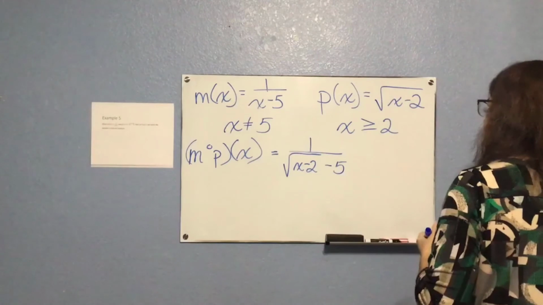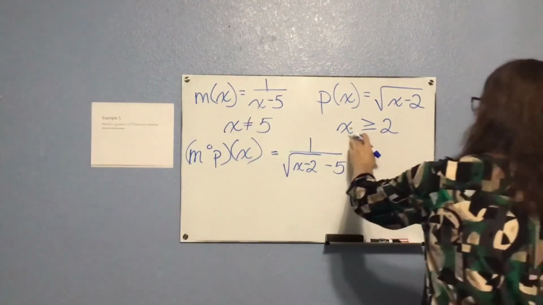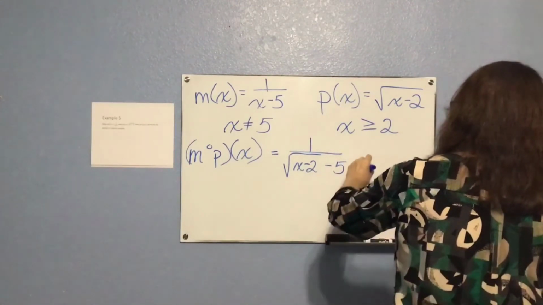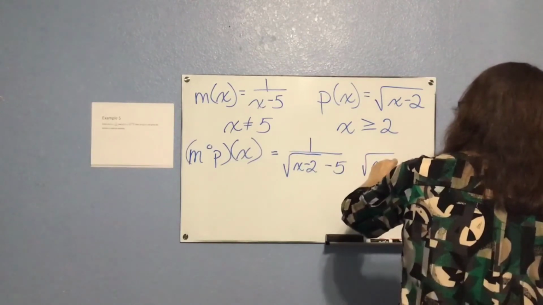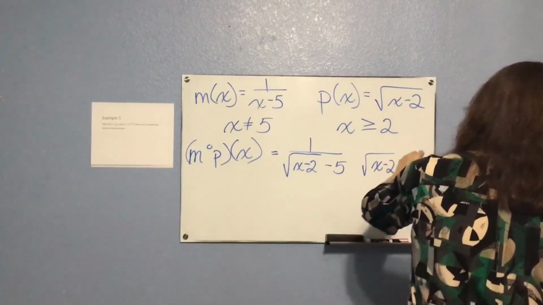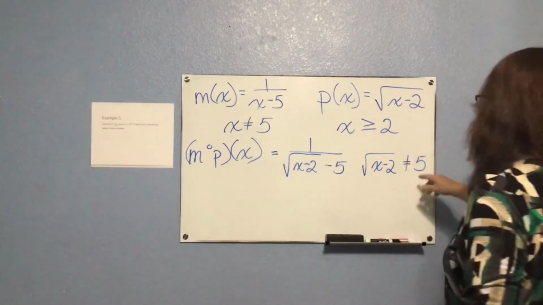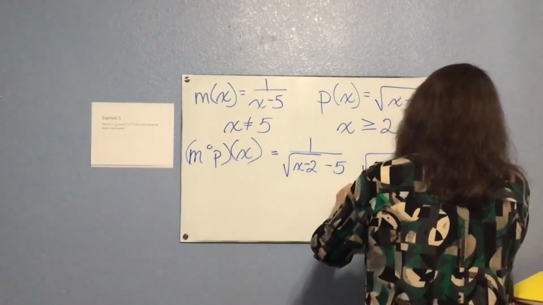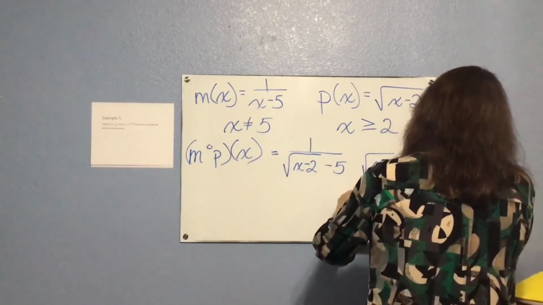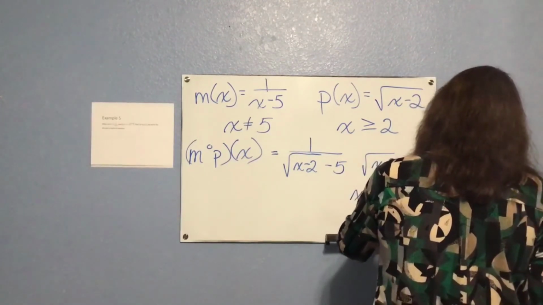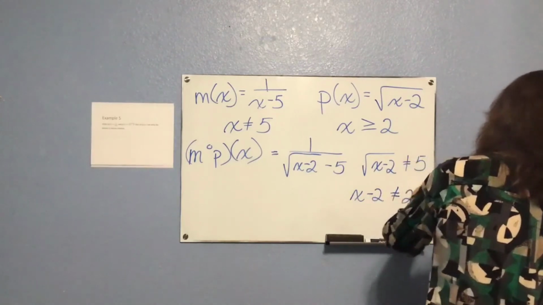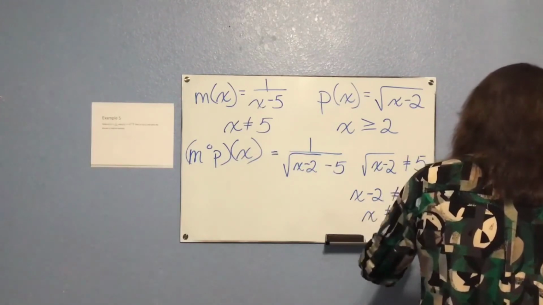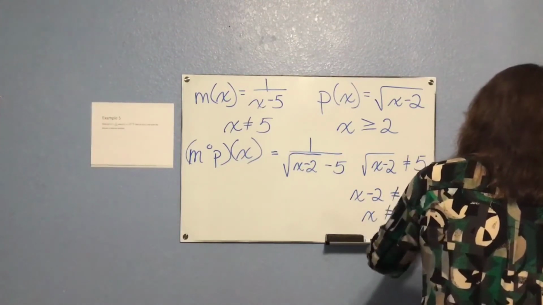So now we have a new restriction. We still have this restriction that x has to be greater than or equal to 2. But now we know that the square root of x minus 2 cannot be 5. Well, 5 is the square root of what number? 25? So x minus 2 cannot be 25 when I square both sides here. And that tells me that x cannot be 27.